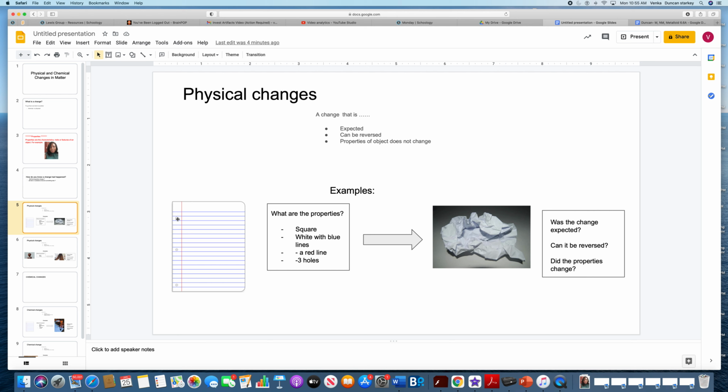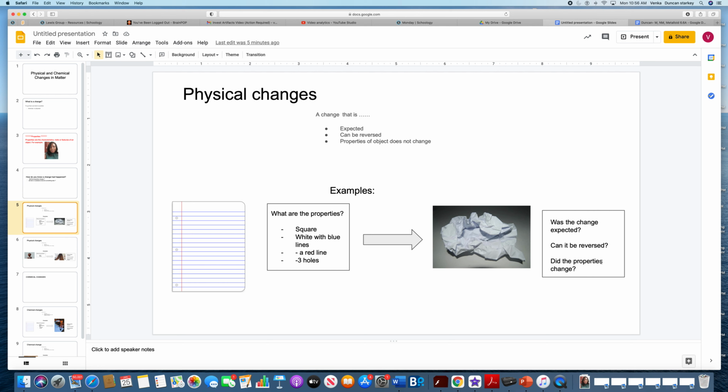So here on the left, we have a piece of lined paper. What are the properties? It's square, it's white with blue lines, has a red line, and has 3 holes. Now, if I take that same piece of paper and I ball it up into a wad, was the change expected? Yes, the change was expected. I balled up the paper and it did what I expected it to do. Can it be reversed? Can I make this balled up paper turn back into this lined paper? Yes, I can. I can simply straighten it out.